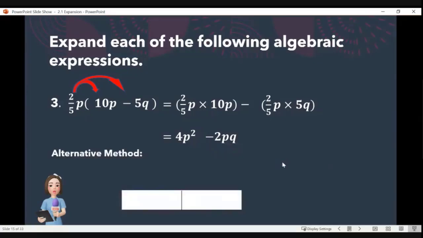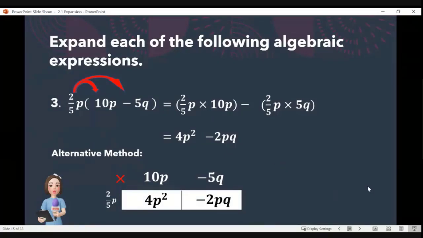So, an alternative method. Since you prefer using the arrow, just go through this one. Just multiply, and you get the same answer. Okay, so this one, the next one.